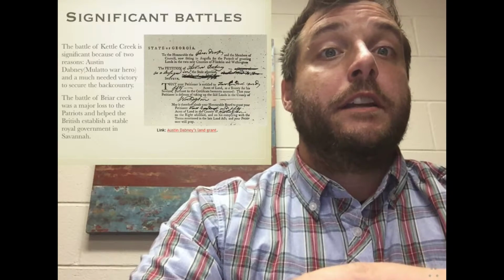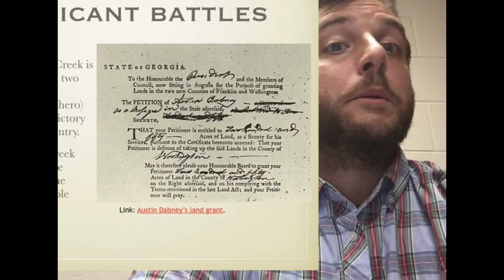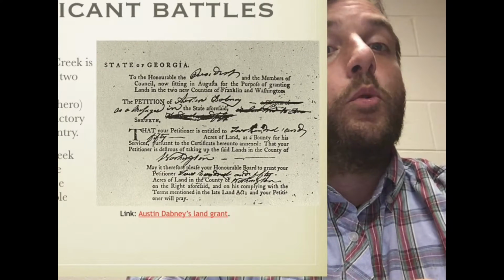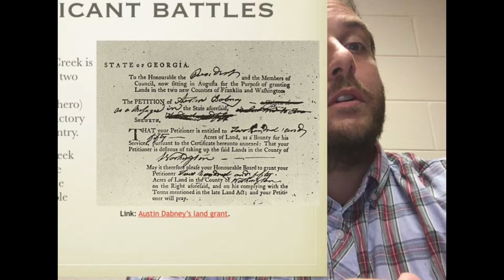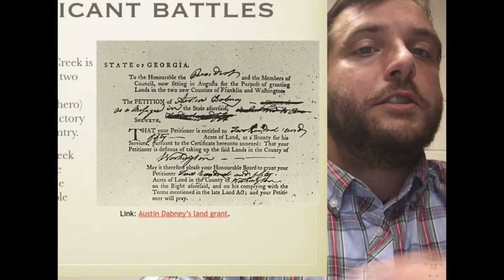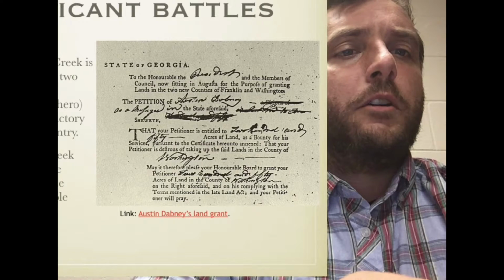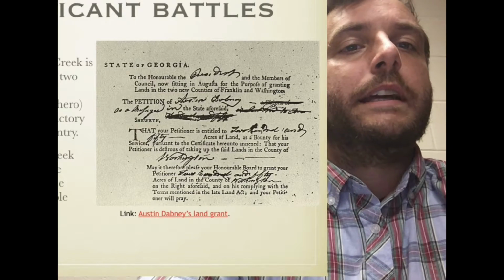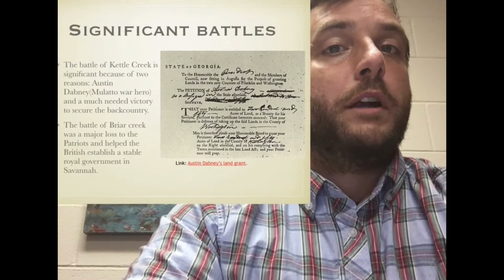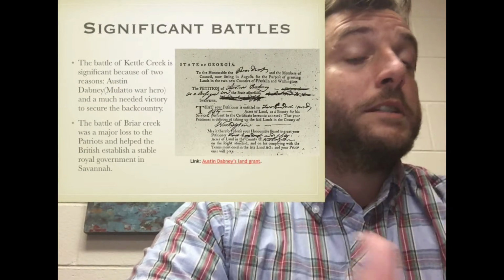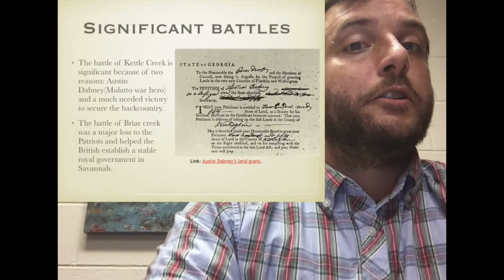The Battle of Kettle Creek is significant because of two reasons. First, Austin Dabney. He was a mulatto, an ex-slave, and a war hero. He displayed bravery throughout the entire battle. Again, this is a picture I received off the New Georgia Encyclopedia. This is a land grant that was awarded to Austin Dabney after the war was over, just because of his bravery, and it shows the honor of being granted a certain amount of land. Austin Dabney showed bravery, and it was interesting too because he's a mulatto, a mixture of African descent and European.